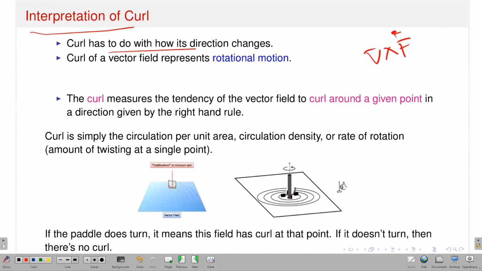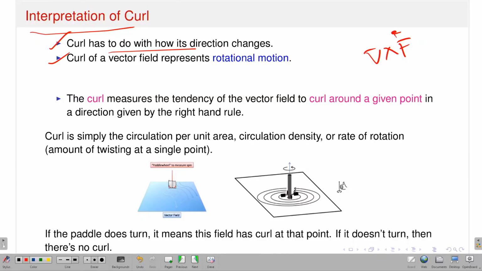Now the interpretation of curl, as I said. Number one, curl has to do with how direction changes. If curl is there, then there is a change of direction. Second, the curl of a vector field represents rotational motion. That means if there is a positive curl, then the corresponding vector field has a rotational motion.